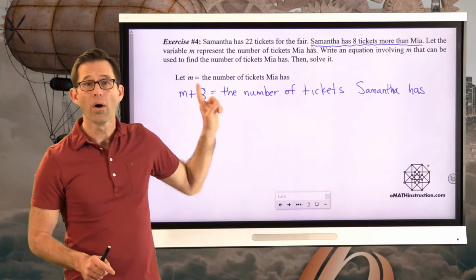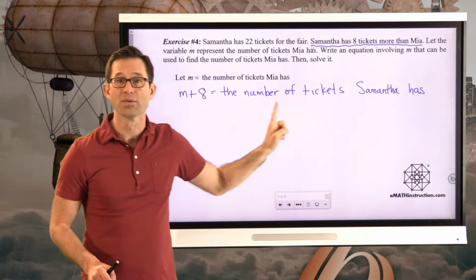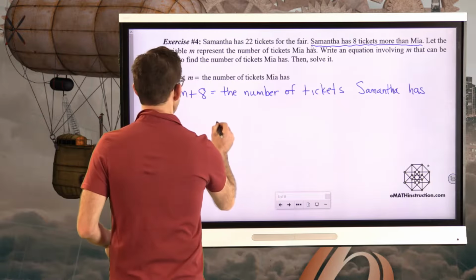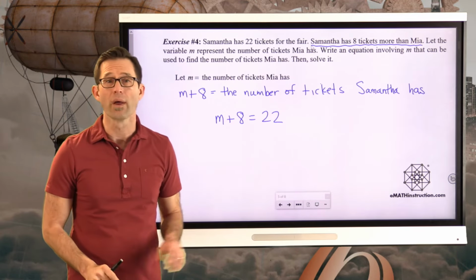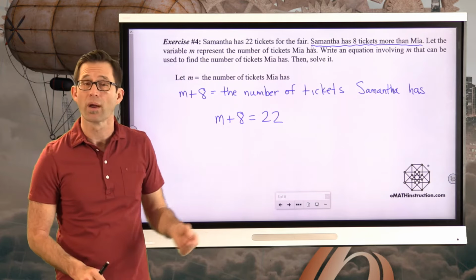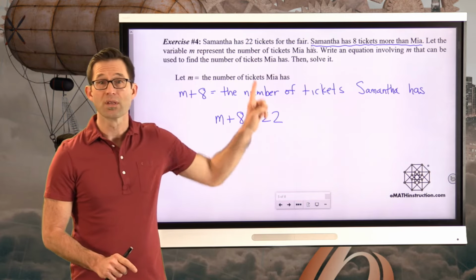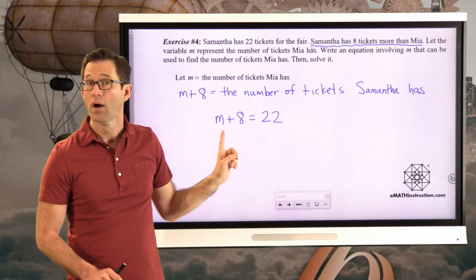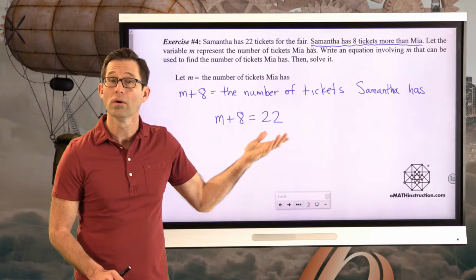All right, but we're also told that Samantha has 22 tickets. So if m plus 8 equals the number of tickets Samantha has, and Samantha has 22 tickets, then m plus 8 must be equal to 22. And this very simple equation really models what we're told in the problem, right? We're told m is the number of tickets Mia has. We're told that 22 is the number of tickets Samantha has, and that Samantha has 8 tickets more than Mia. So I set the number of tickets Samantha has in terms of m equal to how many we know, 22.